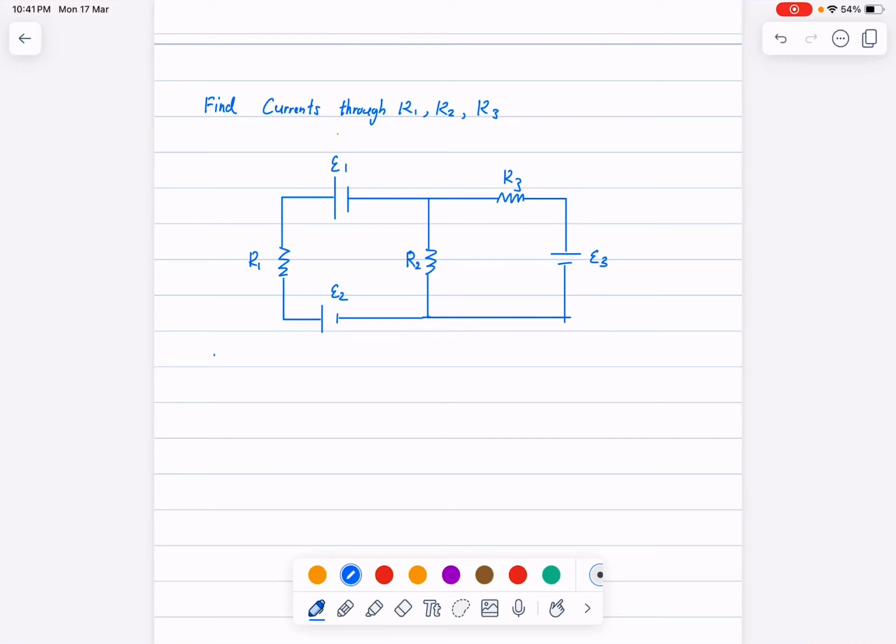So I'm going to talk about an example for Kirchhoff's first and second law. We have a circuit here, and we are asked to find the current through R1, R2, and R3. So let's start off.